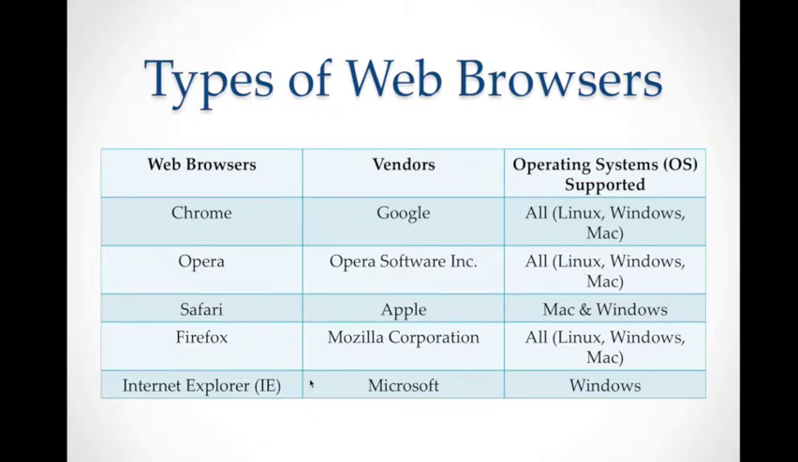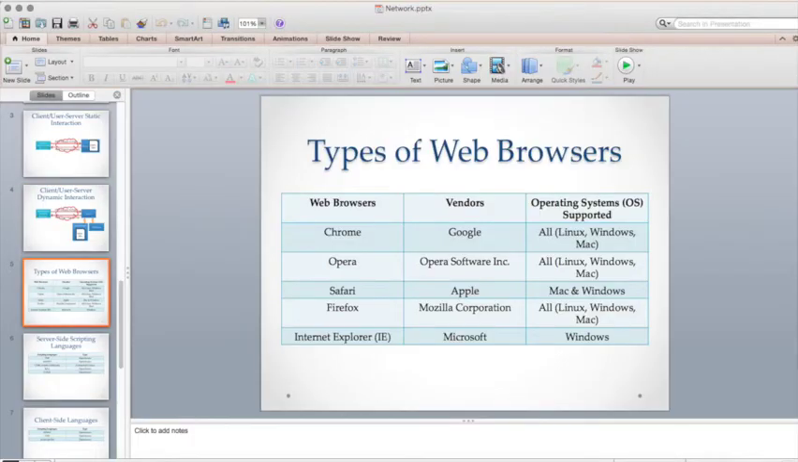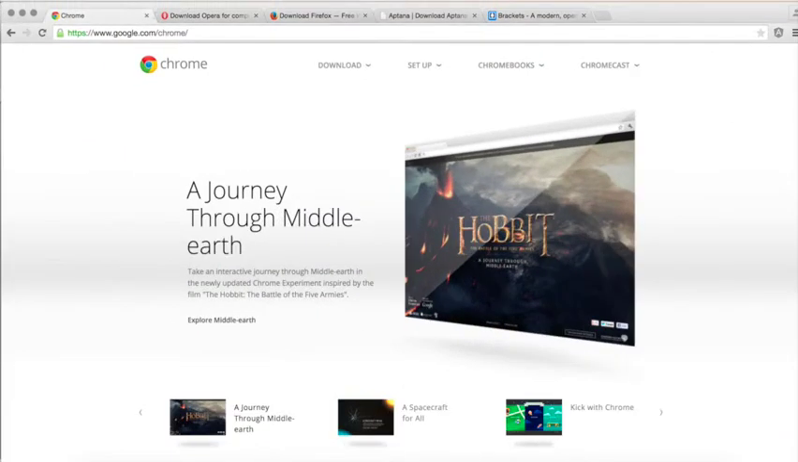And Internet Explorer is only capable of running inside a Windows system, so you won't be able to find it on other operating systems like Mac or Linux. Yeah, so let me show you where you can download those web browsers. If you head over to google.com, or if you just search for download Chrome, you'll be given this page.